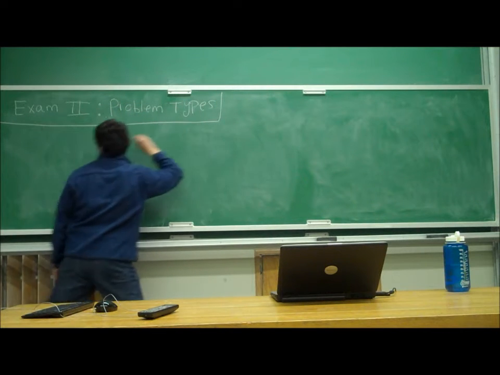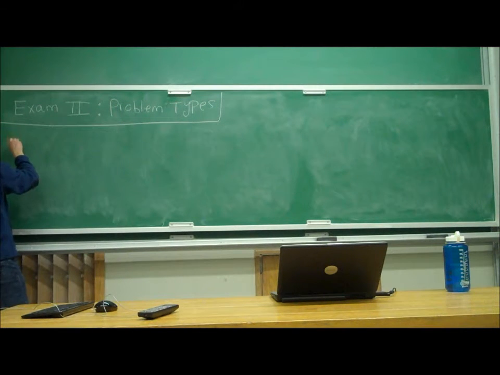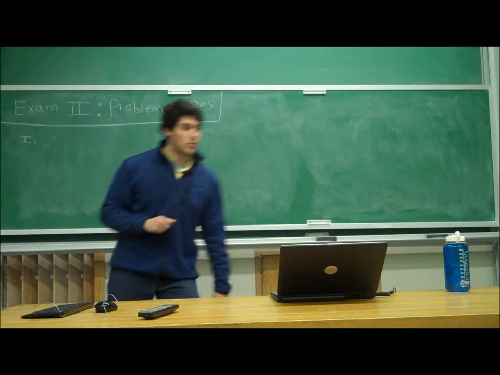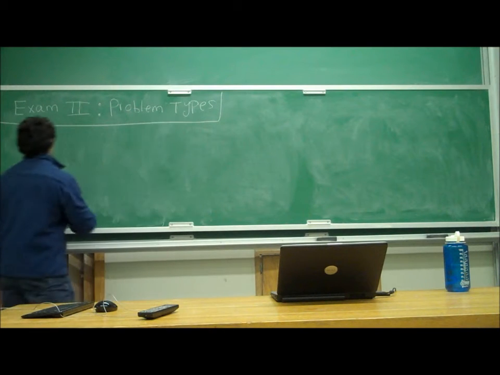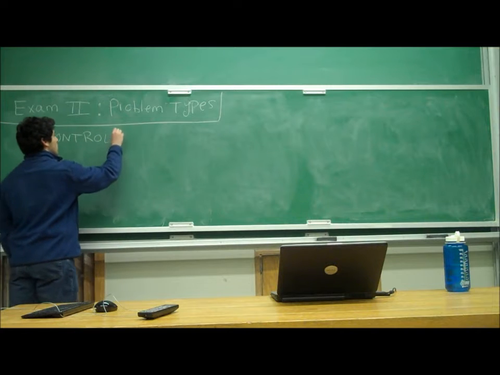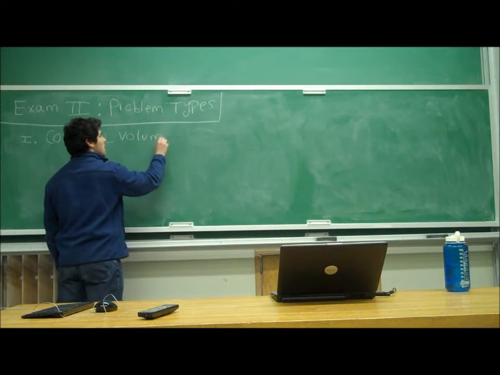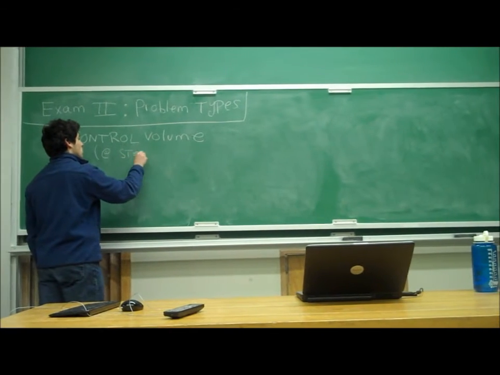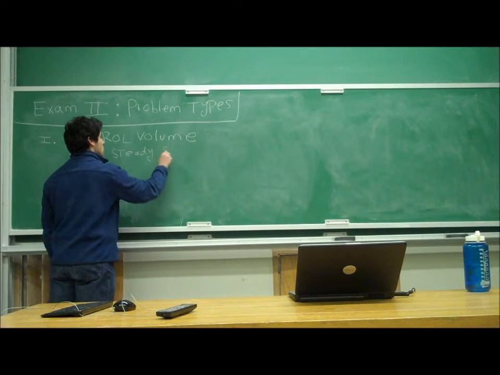So the first type, and I'll just call it type 1, is going to be control volume problems. And specifically, they're going to be at steady state. And I'll show you, or remind you, what that means.